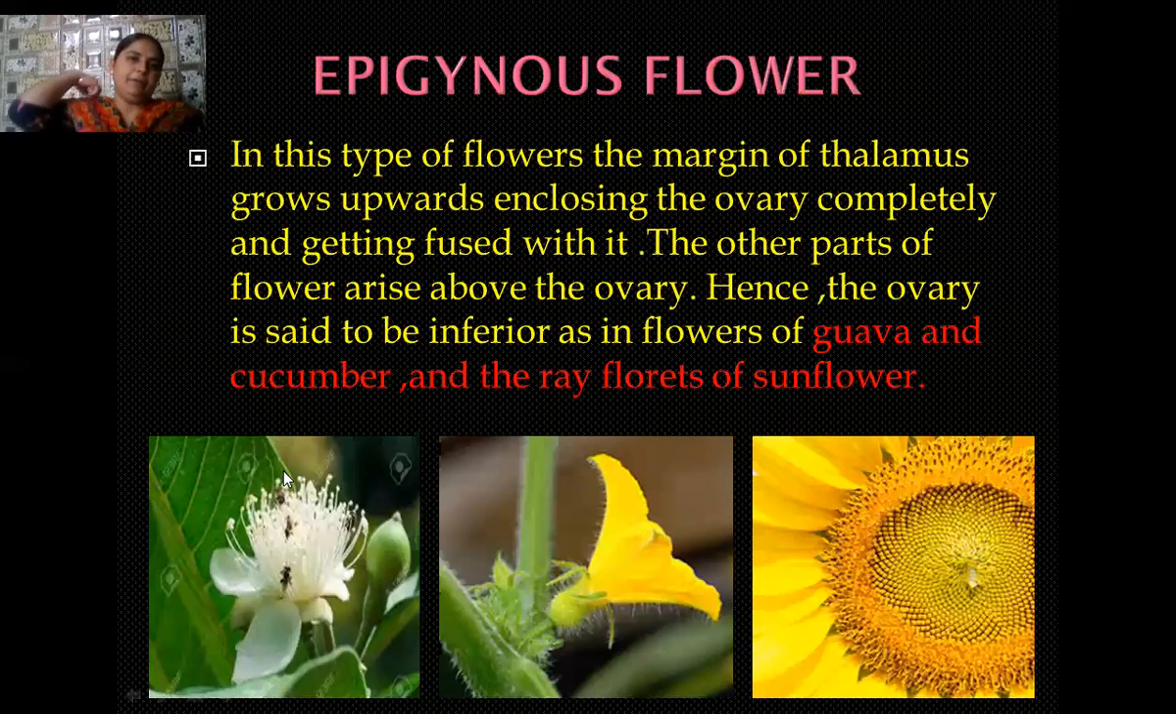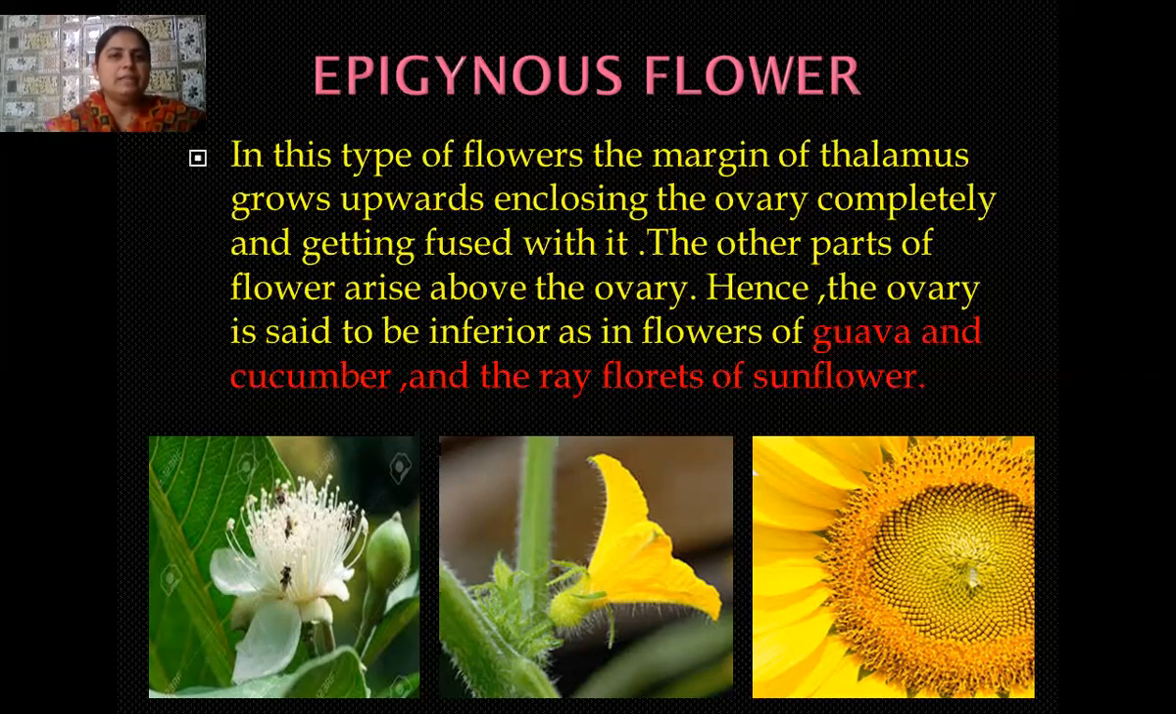Okay, students, the third type of flower is known as the epigynous flower. An epigynous flower is a kind of flower in which the ovary is enclosed within the margins of the thalamus. What is the thalamus? The thalamus is the swollen part of the pedicel, you can say. So the ovary is present inside the margins of the thalamus, and the other floral parts of the flower arise above the ovary or the surface of the ovary.